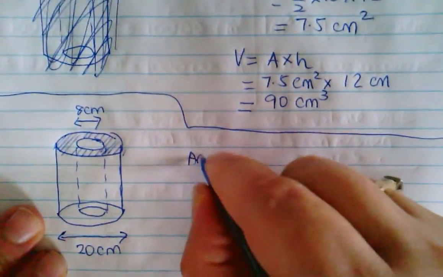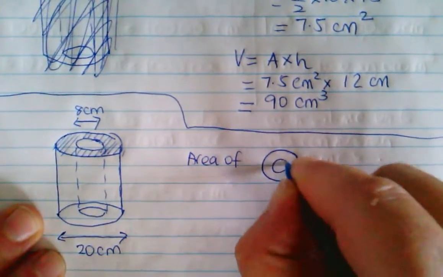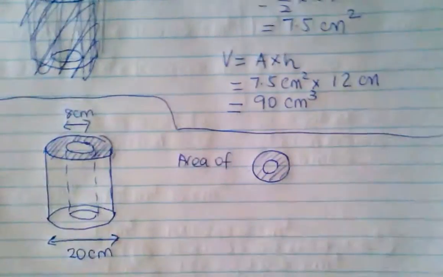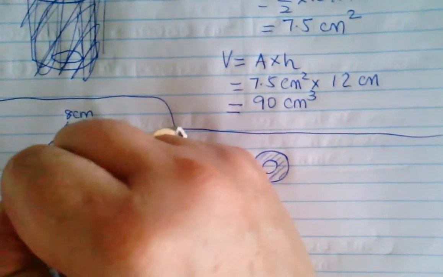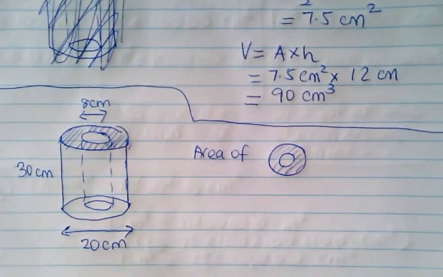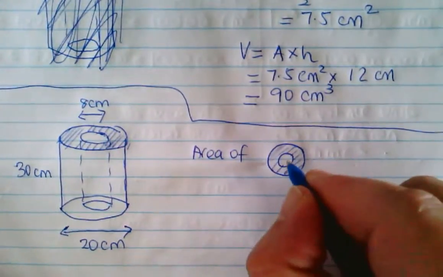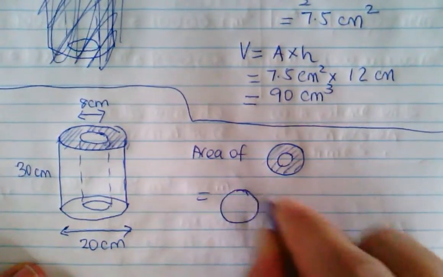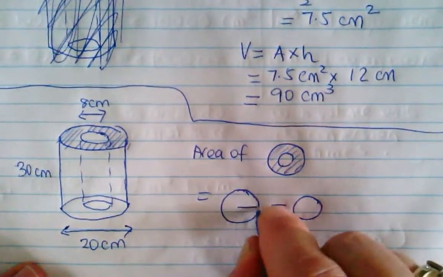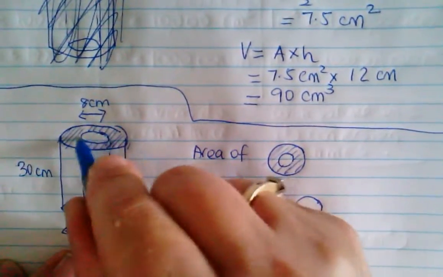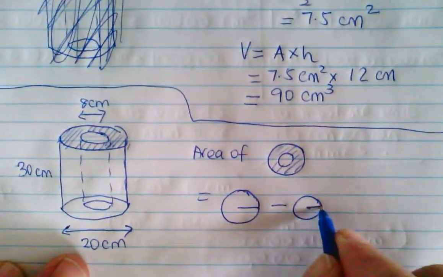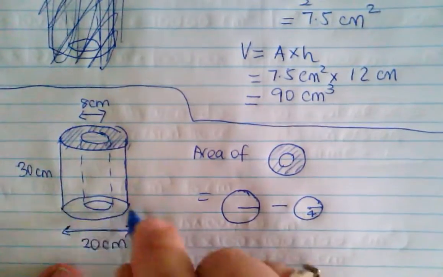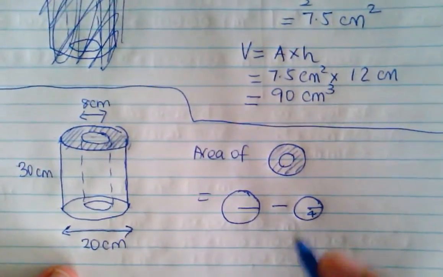So what I'm going to do is the area of this first, and then I'm going to times by how long this is. Let's go 30 centimetres. Okay? So, the top of this, because that's the uniform cross-section, can you tell me what the radius of the small circle is? Actually, that's the diameter of the small circle. What's the radius of the small circle? Good. And if the diameter of the big circle is 20, what's the radius of the big circle?